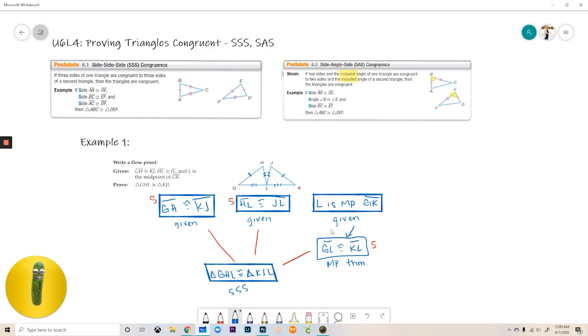I like flow proofs when we talk about these side, side, side, side, angle, side, angle, angle, side, all of those things. I like the flow proof because I go back and label the information that I know. Like I did here with this red, I see that this is a side, this is a side, and this is also a side. So SSS, side, side, side. There's example 1.